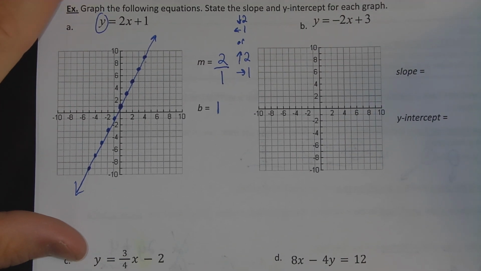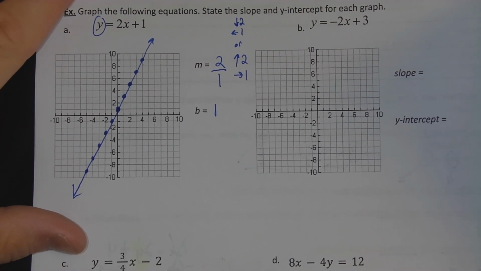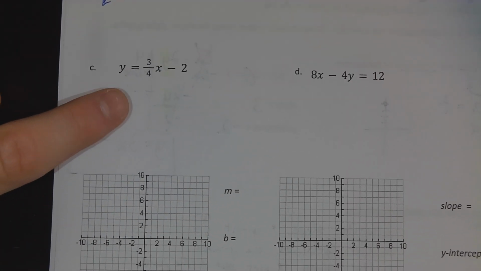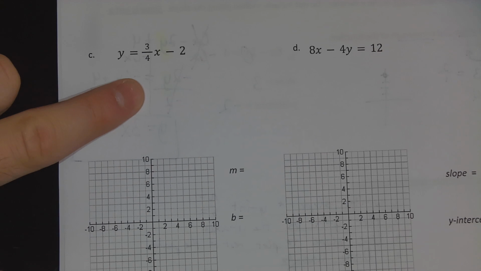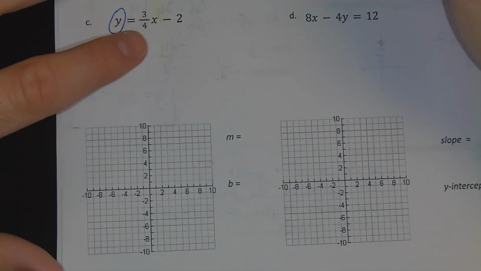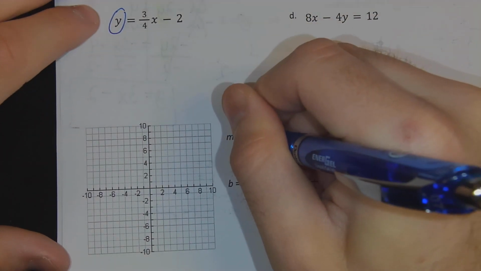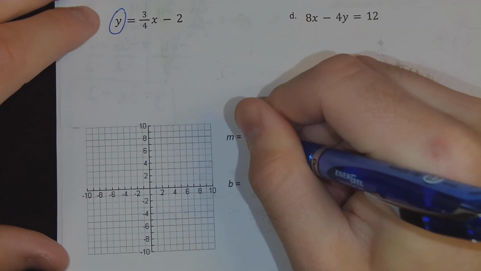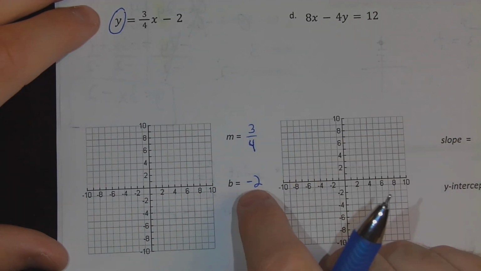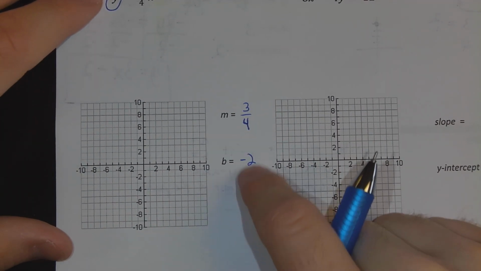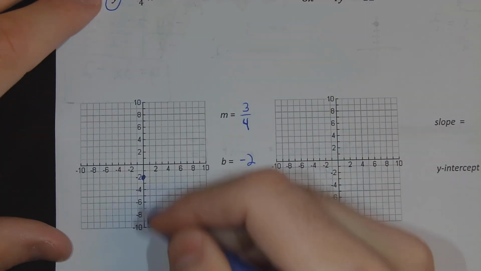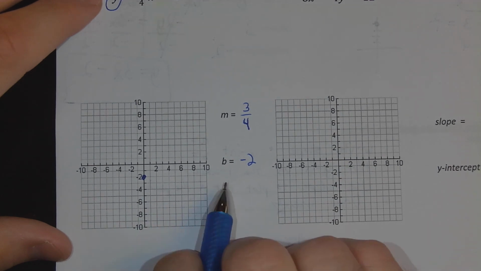We're going to kind of skip around here so you have more to do on your own. But I'm going to do example C just below it. It's currently in slope-intercept form. 3 over 4 is my slope, and my b value is -2. So plot this point first. We did step 1 already. Step 2, plot -2 on the y-axis. So down here, y-axis, go down 2.